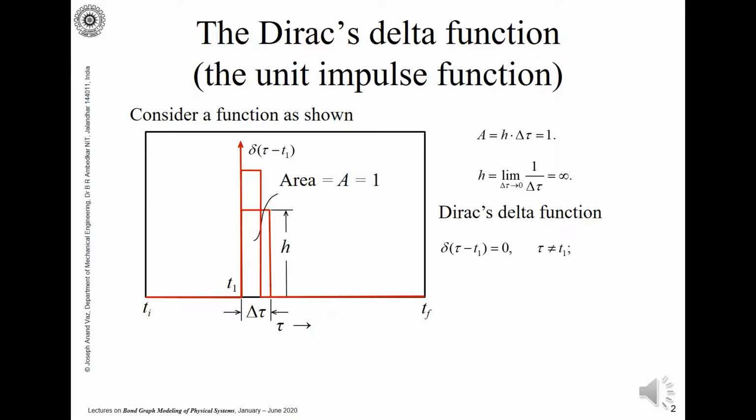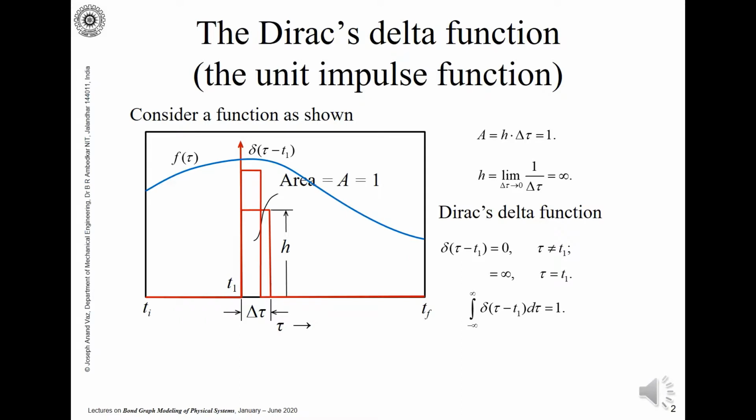So from ti to t1 it is 0, and from t1 plus delta tau to tf it's again 0. But it is equal to infinity when tau equal to t1. So you can see this impulse. But all the while, the area under this rectangle has to be equal to 1. So the integral from minus infinity to plus infinity of delta tau minus t1 with respect to tau is equal to 1.